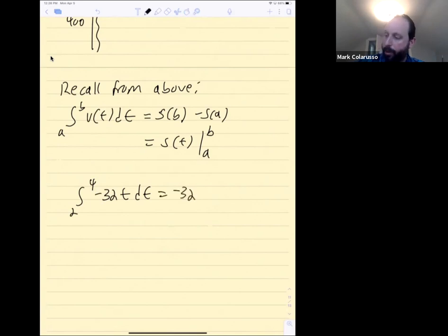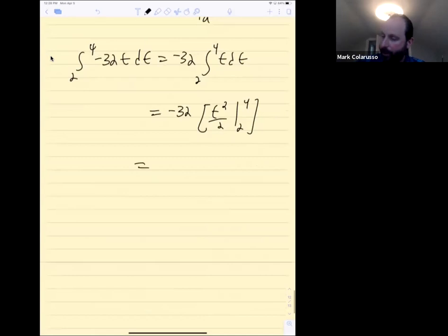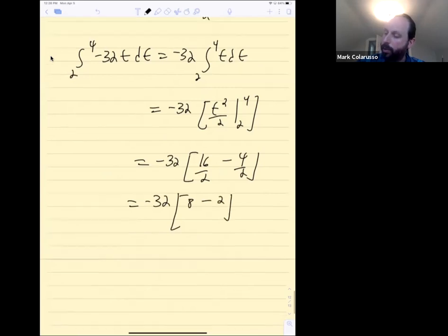We can take out the minus 32, integral from 2 to 4 of t dt. The t is t to the 1, so you up the power and divide, from 2 to 4, and you get minus 32 times 4 squared, which is 16 over 2, minus 4 over 2. So that's minus 32 times 8 minus 2. It's minus 32 times 6, and that works out to be minus 192 feet. I'll clean this up a bit.